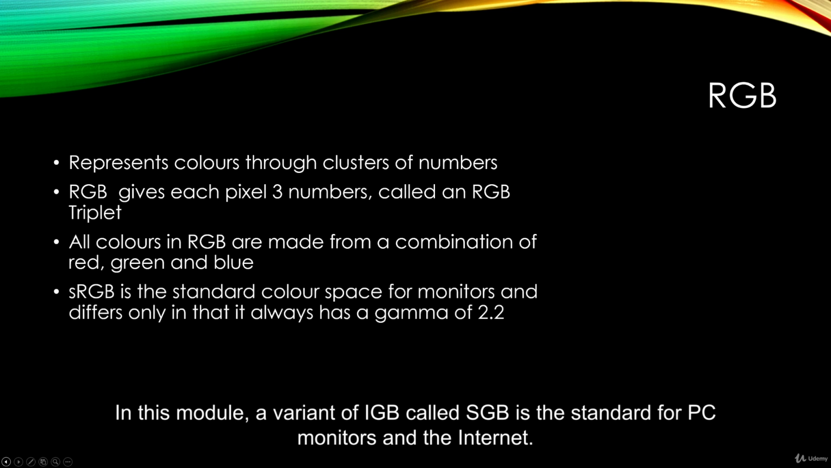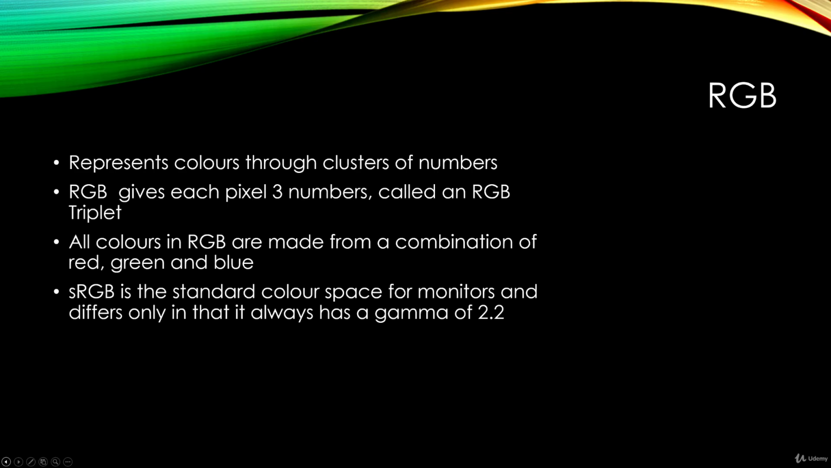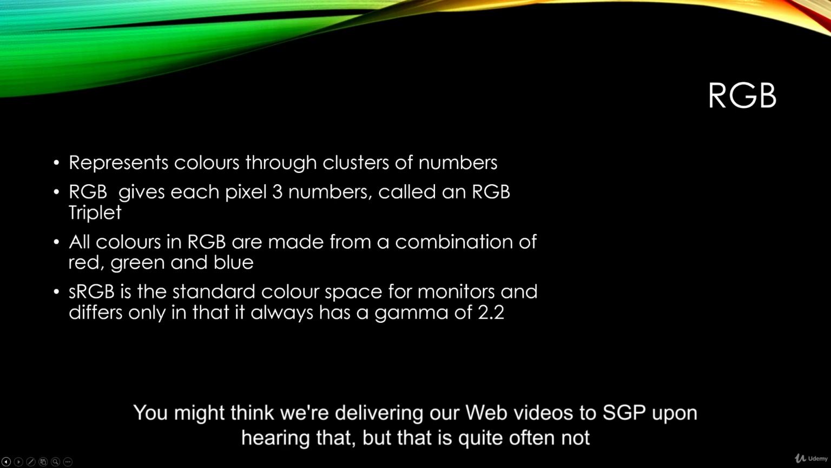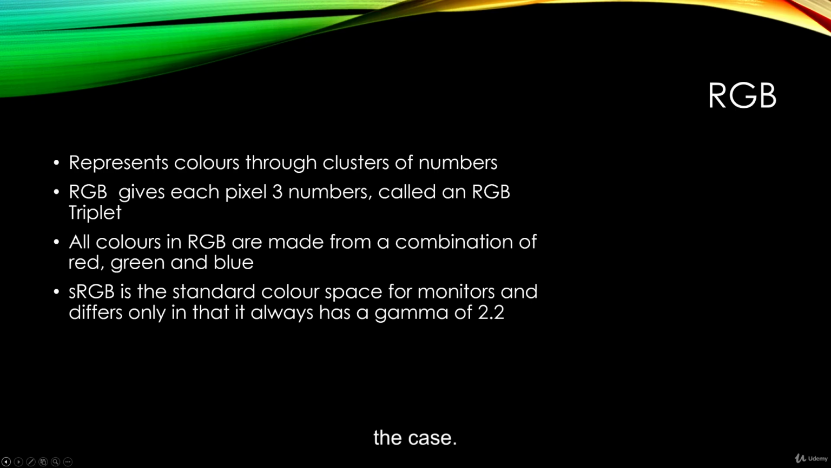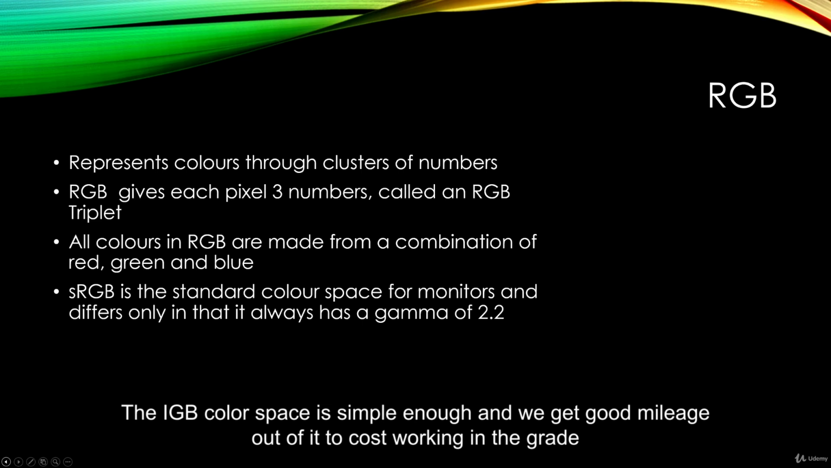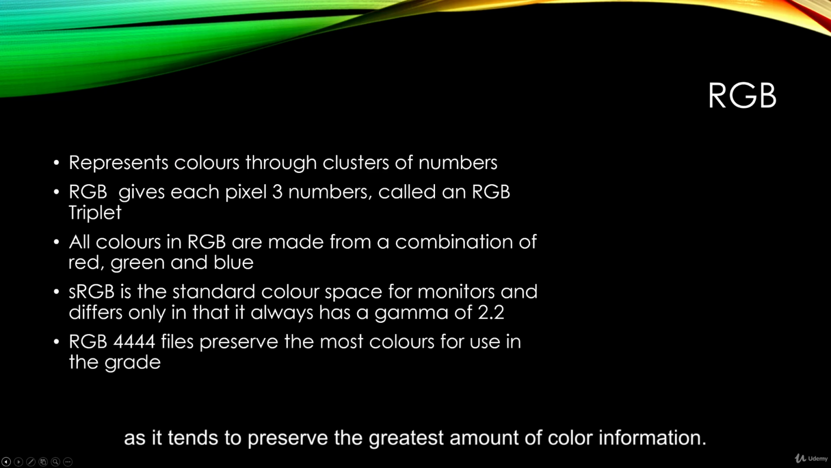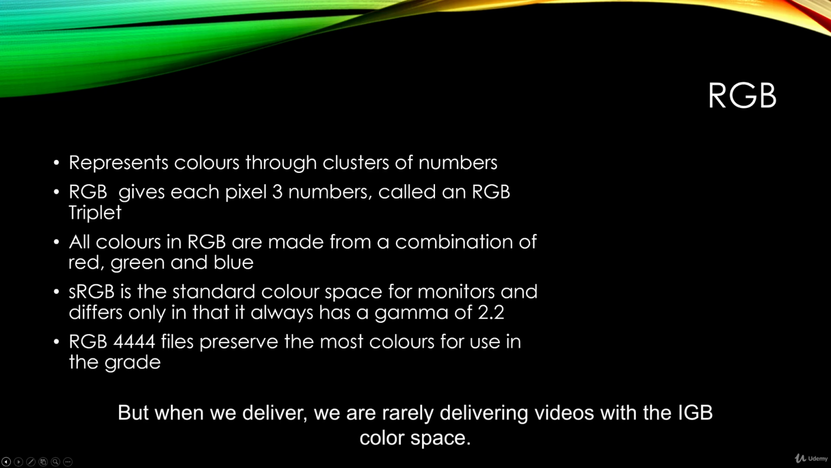A variant of RGB called sRGB is the standard for PC monitors and the internet. This is the color space you'll have been viewing online graphics and images in, as well as video games. You might think we're delivering our web videos to sRGB upon hearing that, but that is quite often not the case. The RGB color space is simple enough, and we get good mileage out of it whilst working in the grade, as it tends to preserve the greatest amount of color information. But when we deliver, we are rarely delivering videos with the RGB color space.